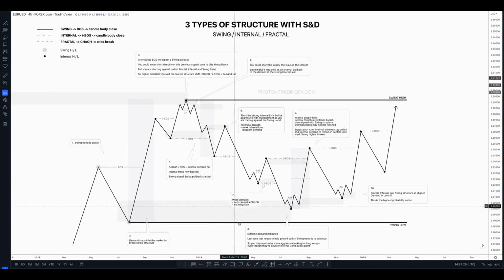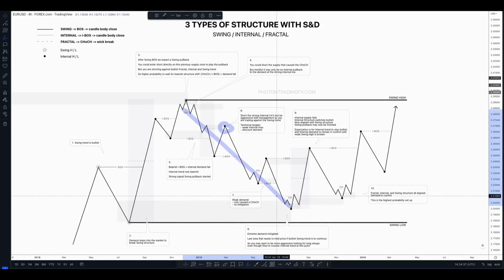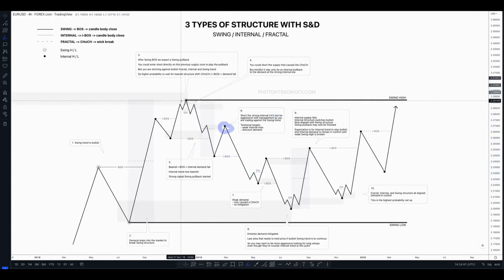If that makes sense. So let's now say we've got short from the supply zone, which is against the swing trend, right? Because we know we're just playing the swing pullback. So at any moment that swing high or low could form, but it's pro the internal trend because this is the internal high. That's the strong internal high.